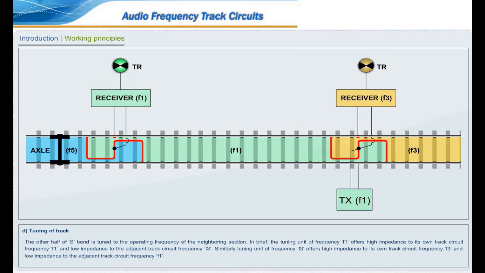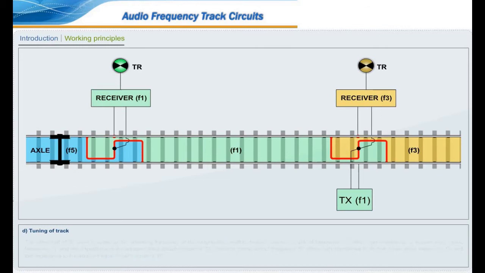In brief, the tuning unit of frequency F1 offers high impedance to its own track circuit frequency F1 and low impedance to the adjacent track circuit frequency F3. Similarly, tuning unit of frequency F3 offers high impedance to its own track circuit frequency F3 and low impedance to the adjacent track circuit frequency F1. Due to the layout of the semi-loops in the S-bond, an axle standing on the S-bond occupies both the rear track circuit as well as the track circuit in advance. There is no detection gap.